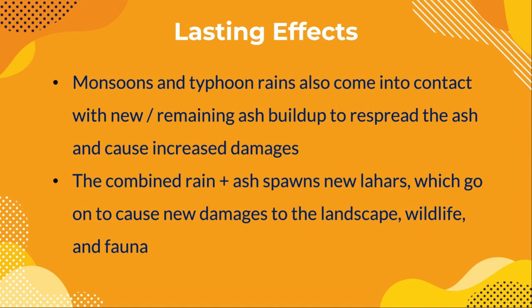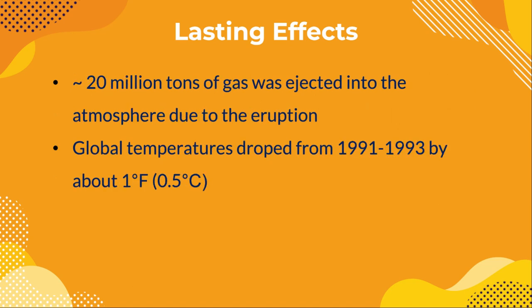Since the eruption, ash deposits have also been remobilized by monsoon and typhoon rains to form giant mudflows of volcanic materials, aka lahars. Nearly 20 million tons of sulfur dioxide was injected into the stratosphere in Pinatubo's 1991 eruption, and dispersal of this gas cloud around the world caused global temperatures to drop temporarily by about 1 degree Fahrenheit.